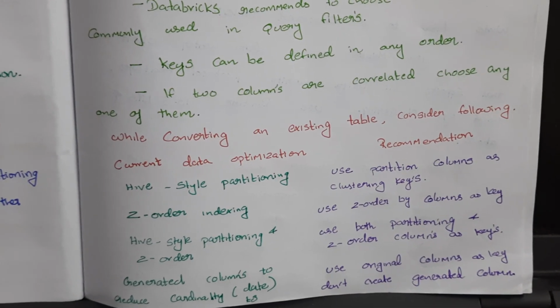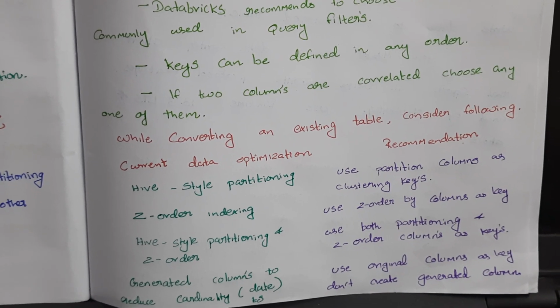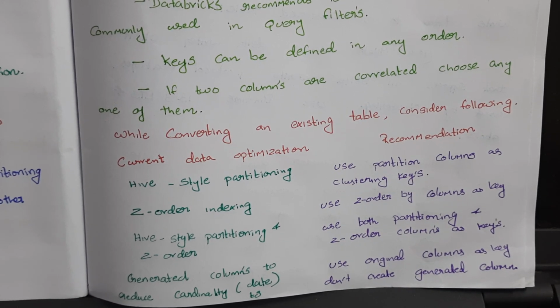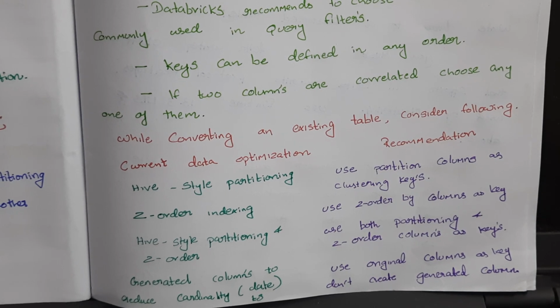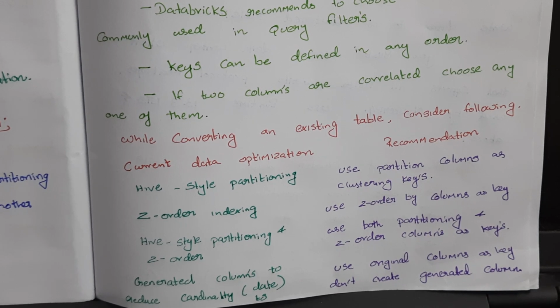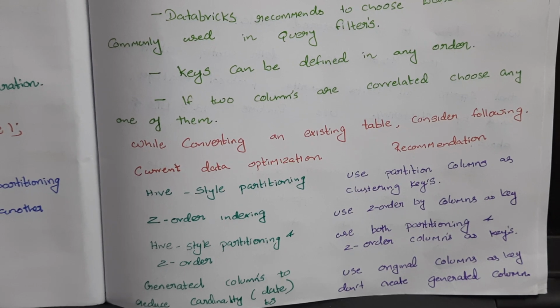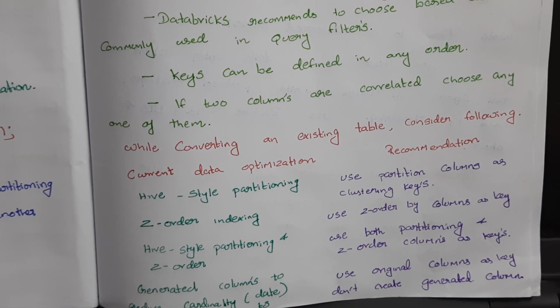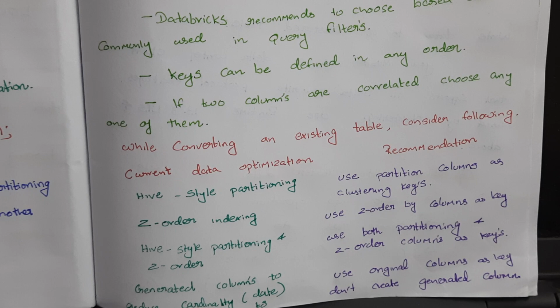Let's see how we can convert an existing table into a clustered table. On the left hand side we can see the existing Delta tables, and on the right hand side we see the recommendations to convert those tables into clustered keys. The first point: if the table is Hive-style partitioned, like partitioned by any key column, we can use the same partition key columns as clustering keys. If the existing Delta table uses Z-order indexing, then we can use the same Z-order column as a key column.